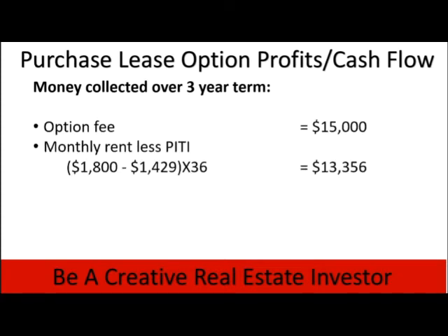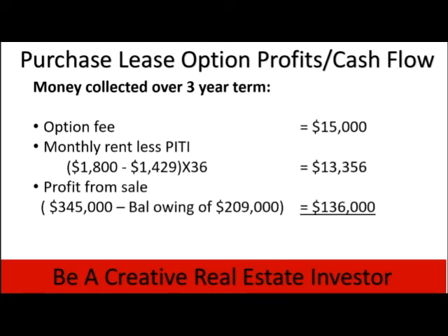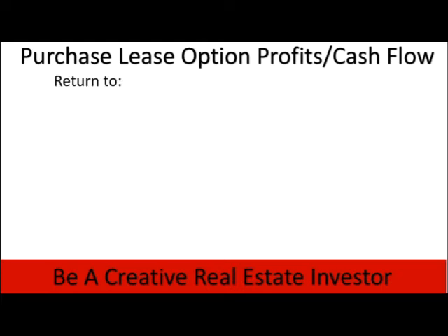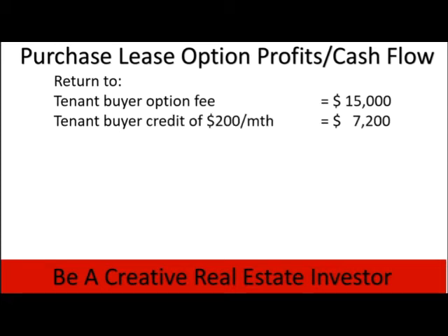So over a period of 3 years, you've collected the option fee, you've collected monthly rent less your PITI. You're charging $1,800 a month, but you've got your principal, interest, taxes, and insurance that you have to pay out every month. Times 36 is $13,356. Then the profit from the sale, if you're selling it for $345,000, the balance owing on their mortgage is $209,000, so that's $136,000. So you're going to collect at the end of this 3-year term $164,356.